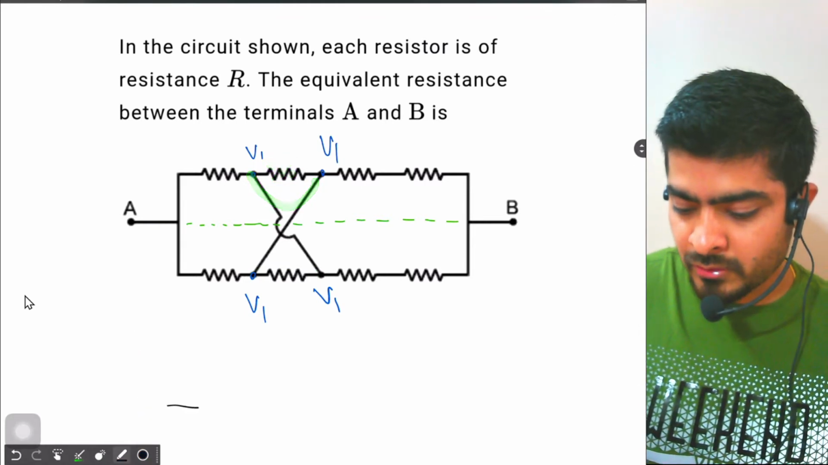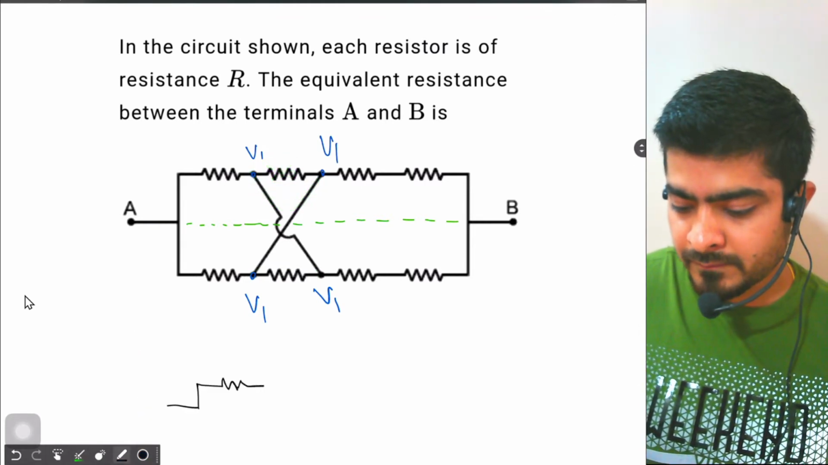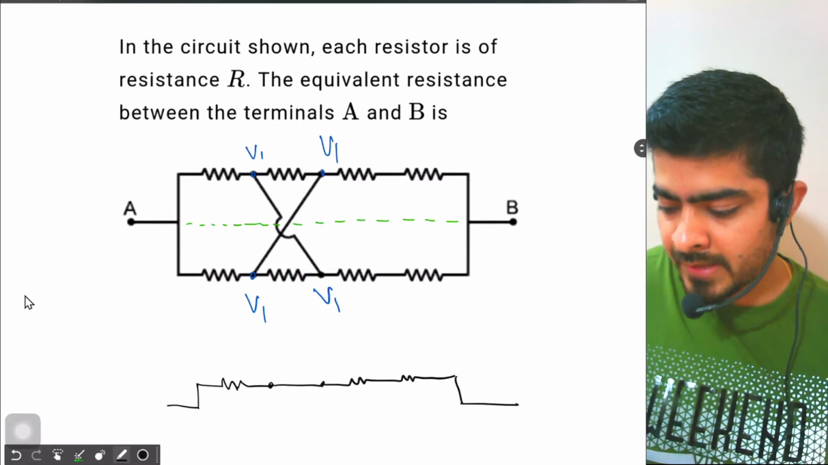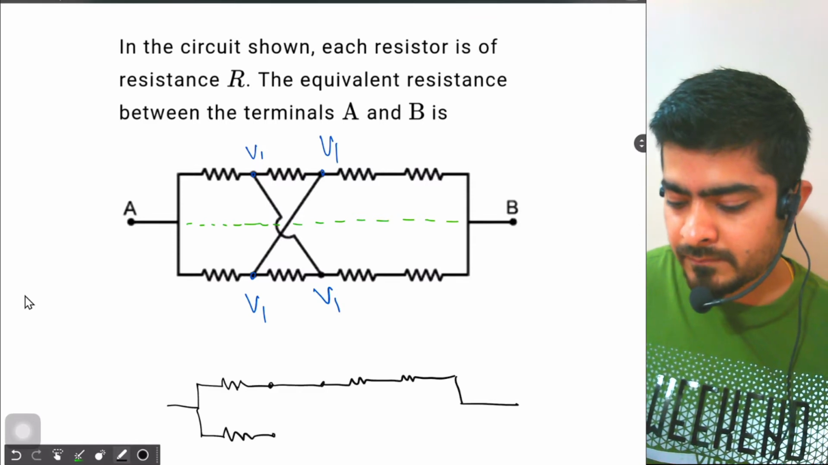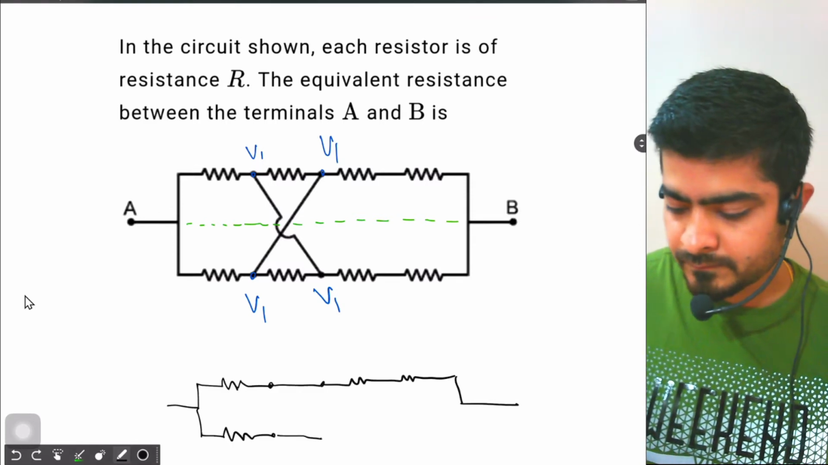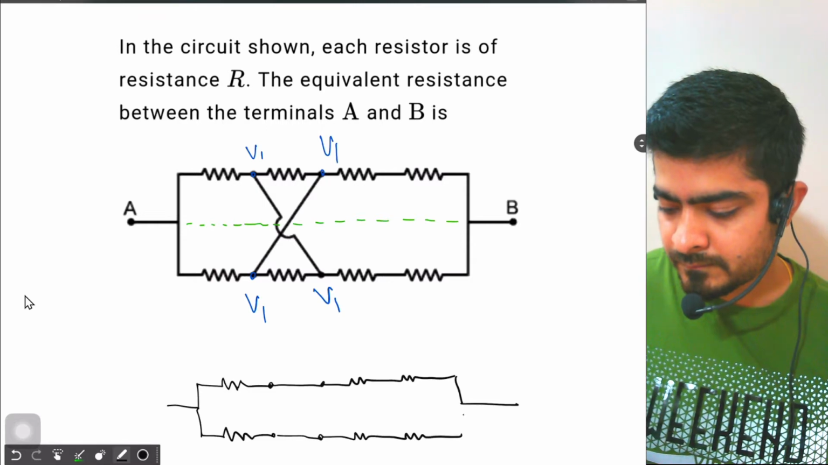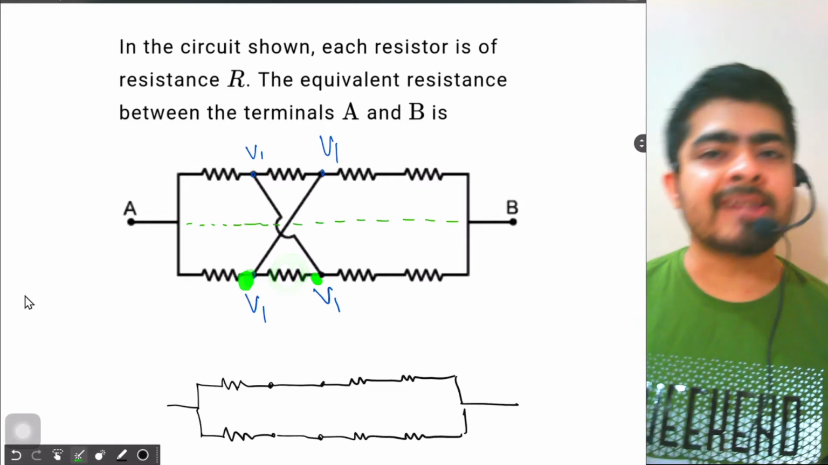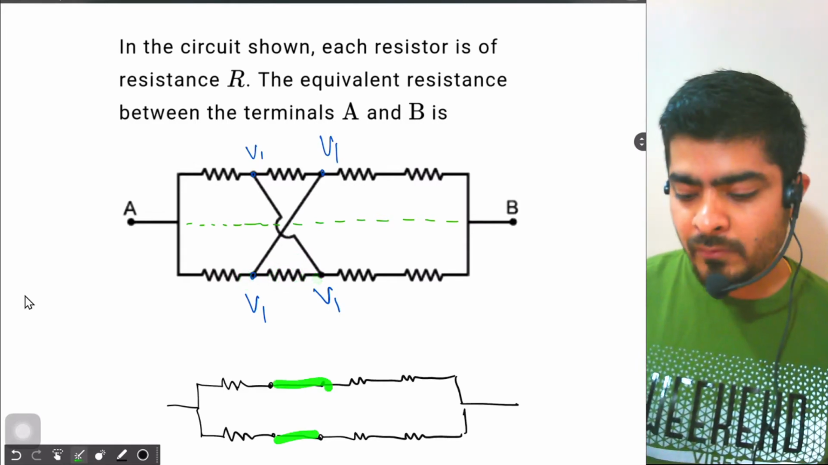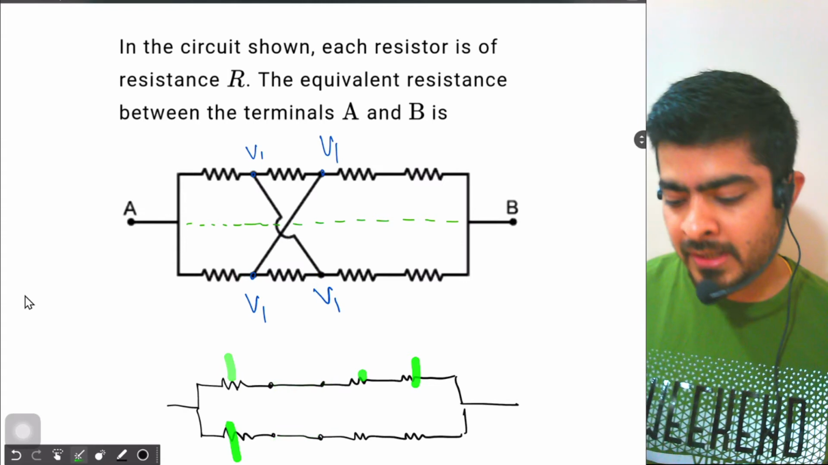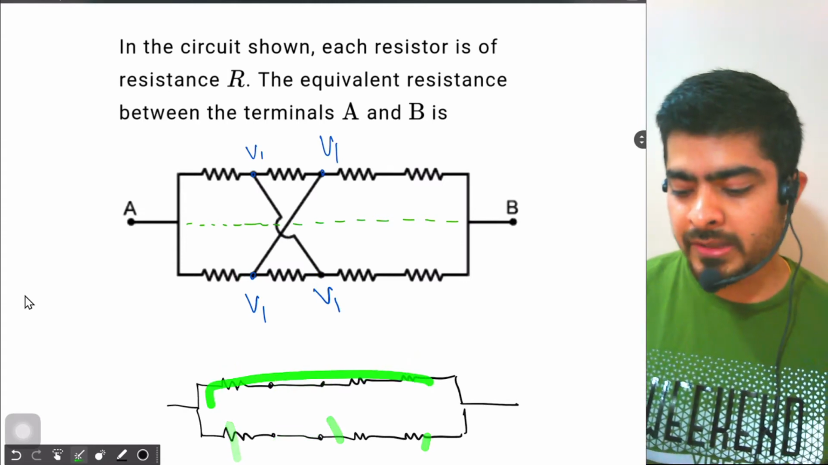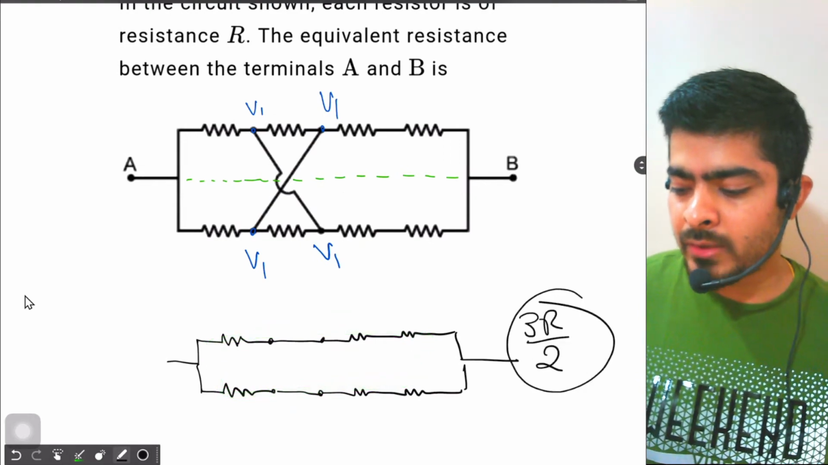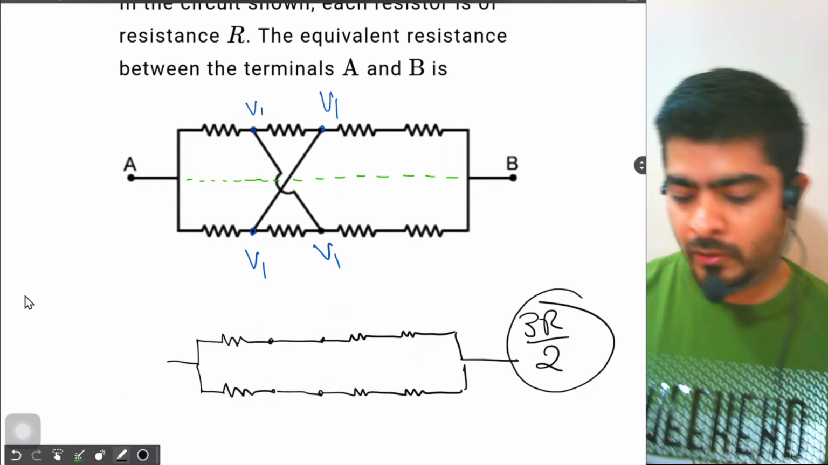So then my circuit would look something like this. Okay, same goes in the lower branch. Because this resistor is having no potential difference, the potential at both the ends is same, so we just short circuit it. So we have R in the upper branch, R and R in the lower branch, so 3R and 3R in parallel, so net resistance will be 3R divided by 2. Okay, this is your one way of solving the question.